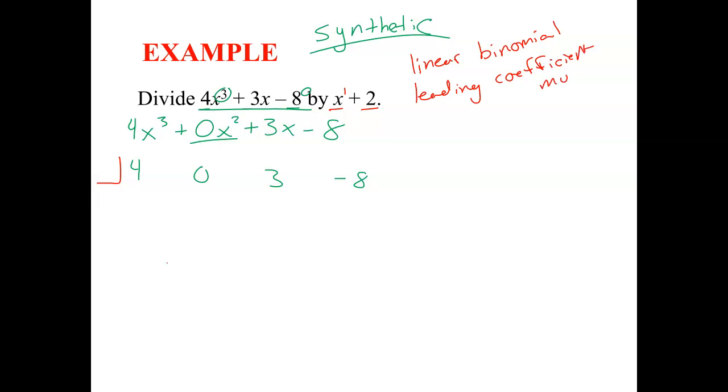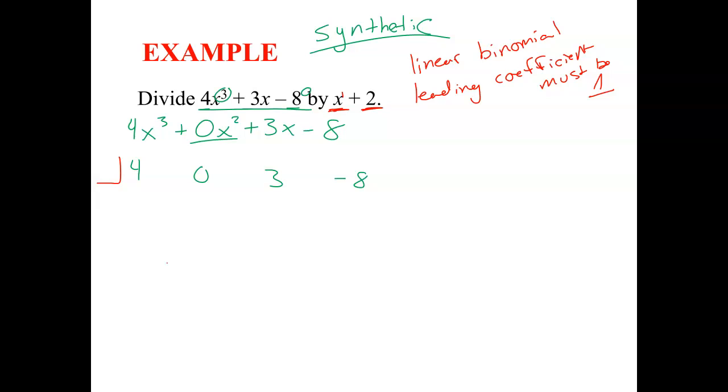The second requirement in order to do synthetic division is that the leading coefficient must be 1. Wait, can you repeat how do you know? Linear is the exponent is 1. Binomial means 2 terms. So linear is a line, binomial 2 terms. So if it was 2x, I can't do synthetic, I have to do long. Leading coefficient must be 1, not negative 1.